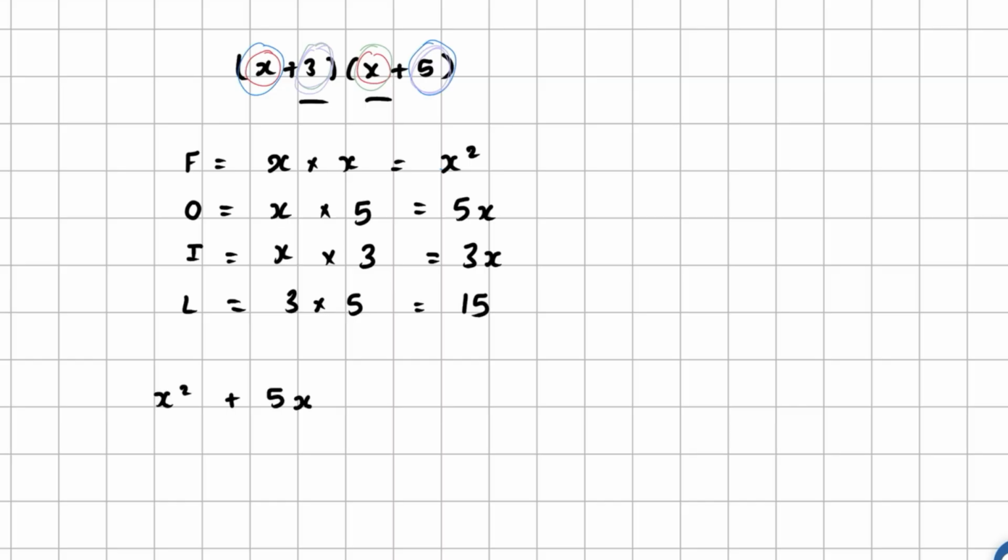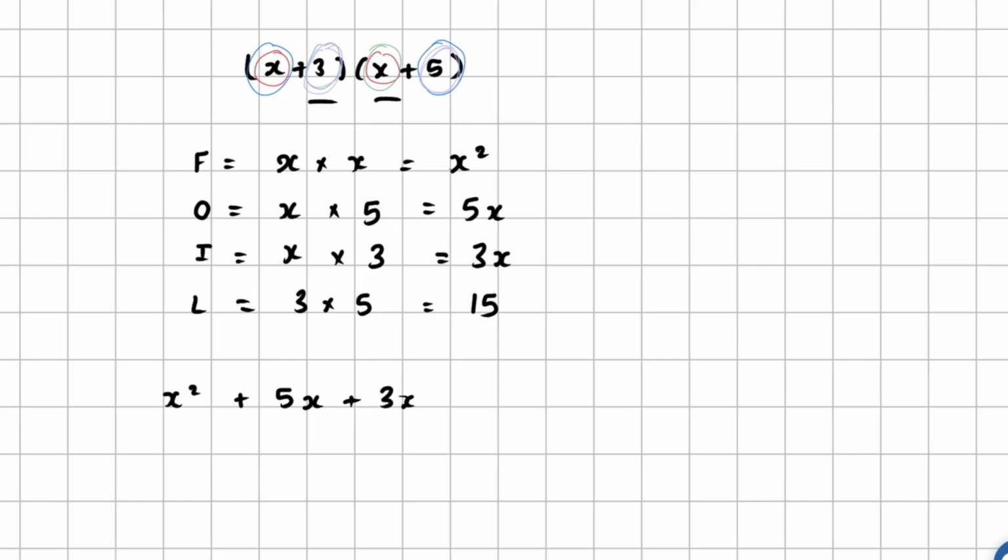So it'll be x squared plus 5x plus 3x plus 15. Now we know that them two can actually be added together. So it would equal, actually I'll write it here, x squared plus 8x plus 15. And that would be your answer.